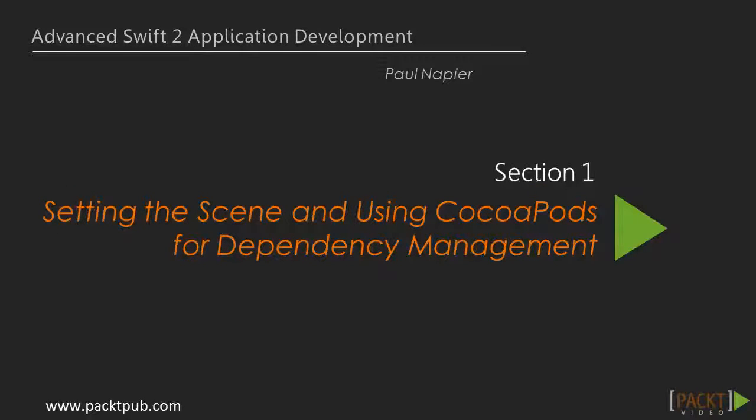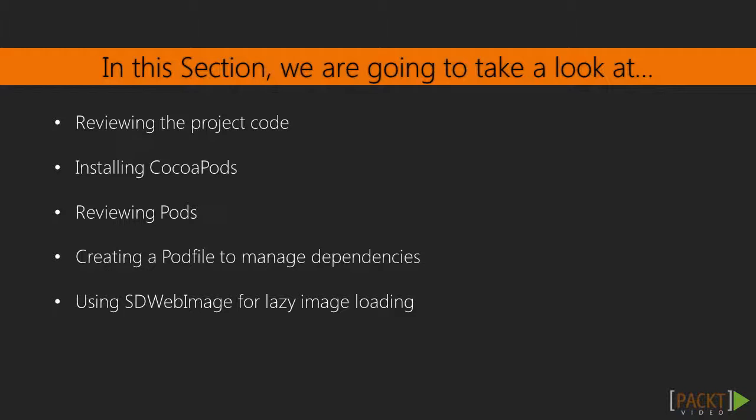Hello and welcome to Section 1 of Swift 2, using CocoaPods for dependency management. In this section, we're going to have a look at our project code as it stands at this moment in time. Then we're going to have a look at installing CocoaPods. After that, we'll have a look at how we review pods and search for pods. Then we're going to create a pod file to manage our dependencies. And finally, we're going to implement SDWebImage for lazy image loading.